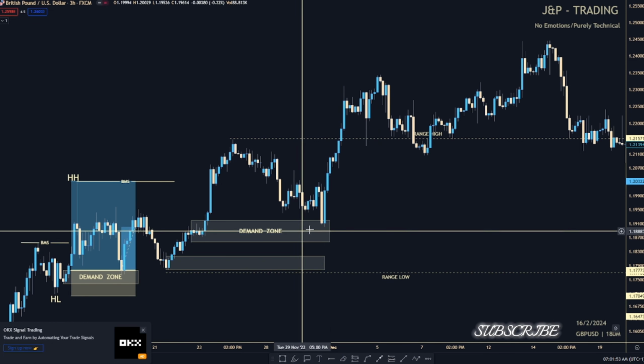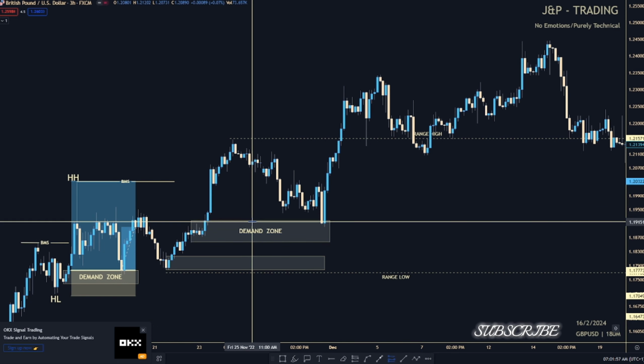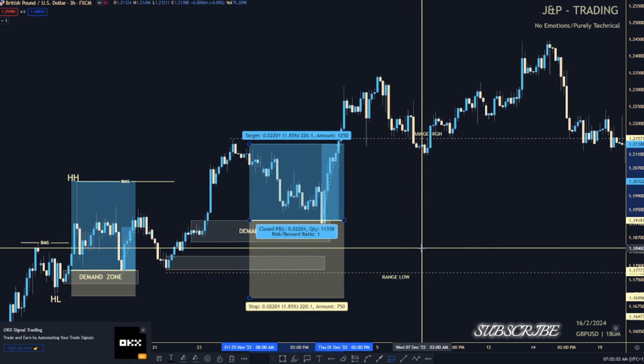As you can see, we have 2 points of interest in the market now, but we are going to buy from the first one, which if it fails, we can still buy from the second one.